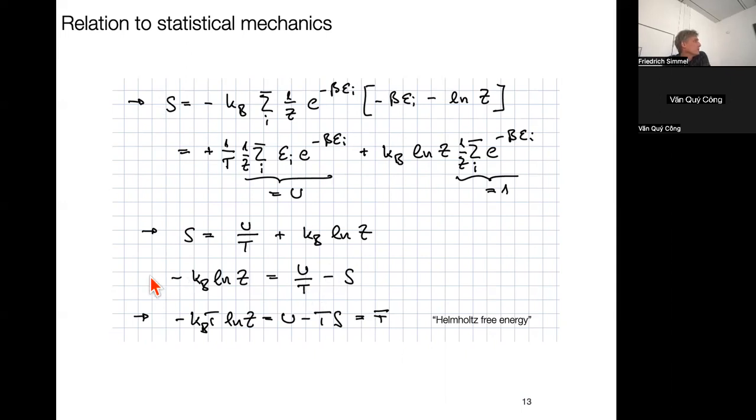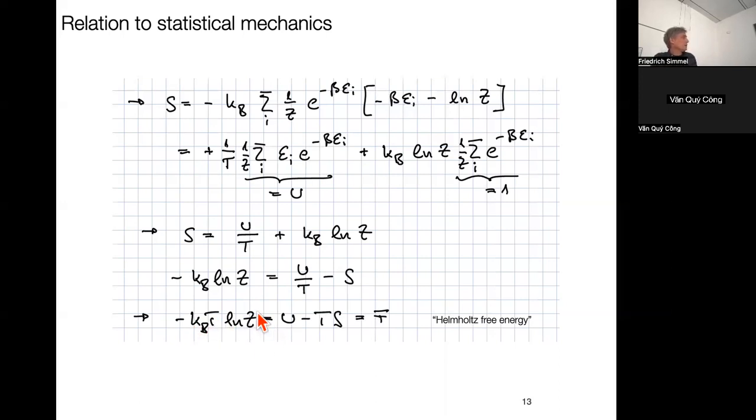When you multiply with T, you get minus kT ln Z is U minus TS. And U minus TS is, of course, the Helmholtz free energy. So this is one of these thermodynamic potentials that we had in the beginning. And because Helmholtz free energy is useful in this context of these chemical systems that we are looking at, because this refers to systems that are held at a constant temperature.